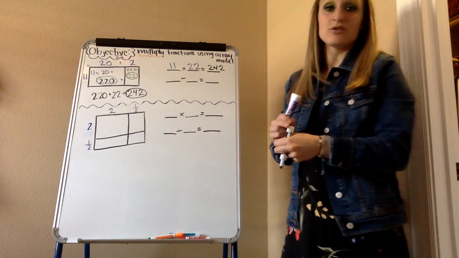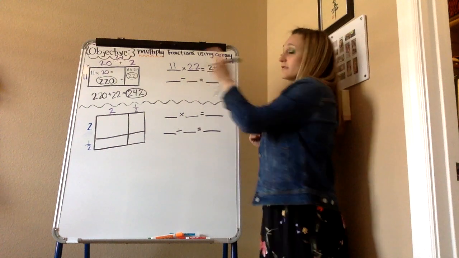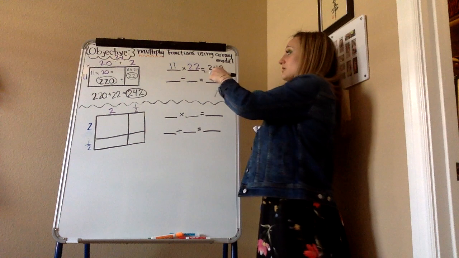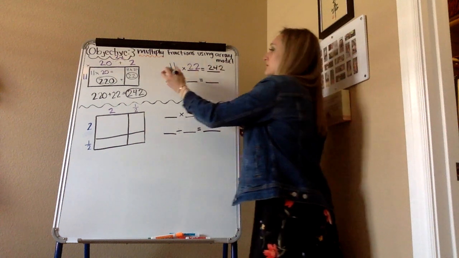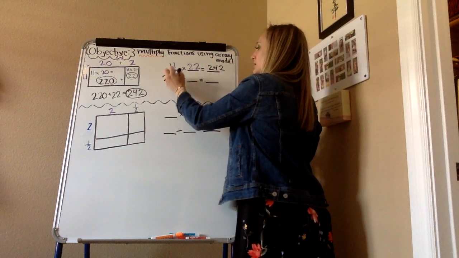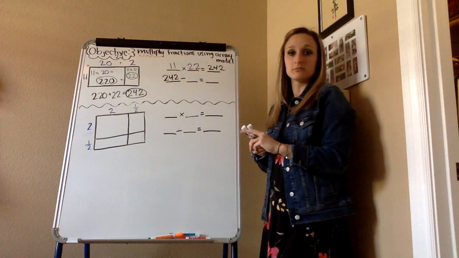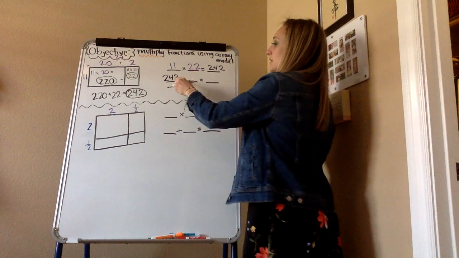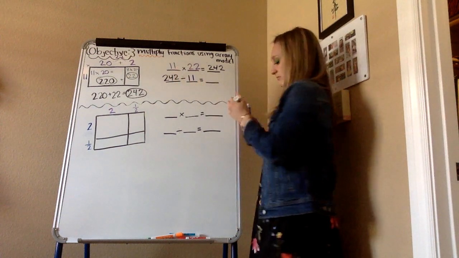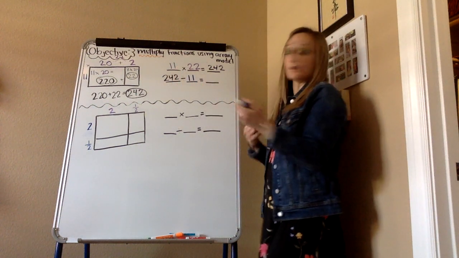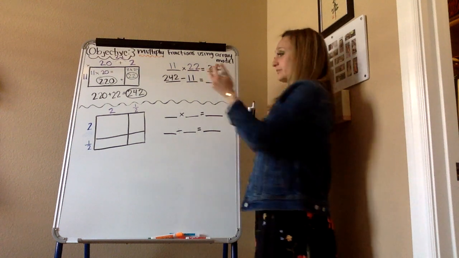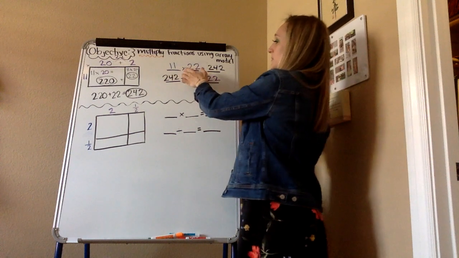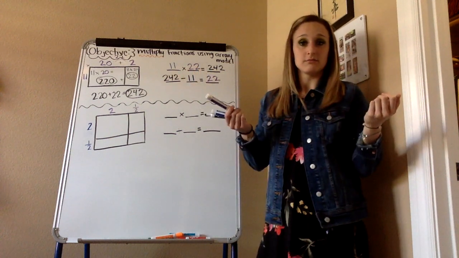Then it's going to ask you to write it also as a division problem. So all we need to do is start with our answer, 242, and you can choose either one, either 11 or 22. I'll go with 11. 242 divided by 11 will equal the other factor, 22. Okay, so now I have my multiplication and the division that I just did.